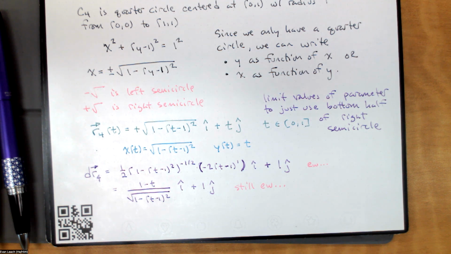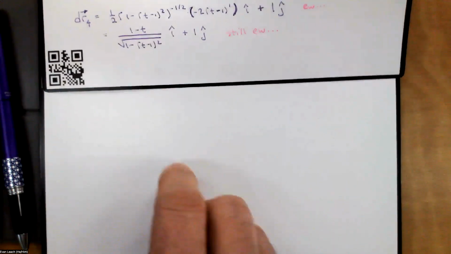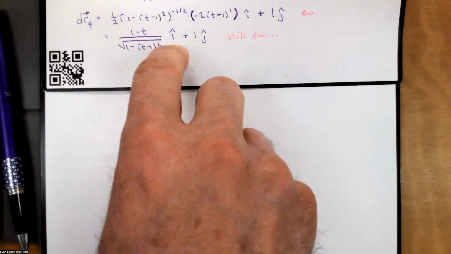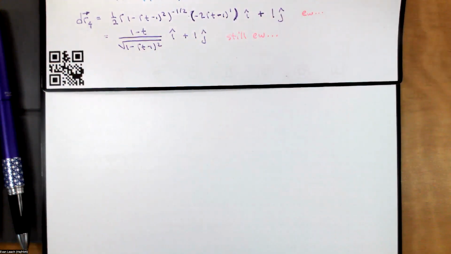It's not like this is how we are going to proceed, but we should know that this is one of the options. So this is parameterizing with y as the parameter, and we solved for the x. We can also do the same thing solving for y. dr, you got the 1 minus t over the square root i plus 1 times j. That was easy to simplify.